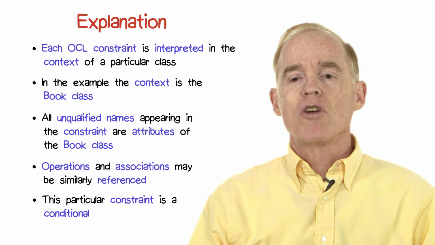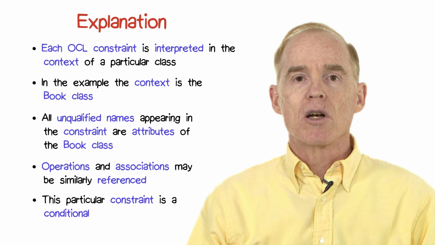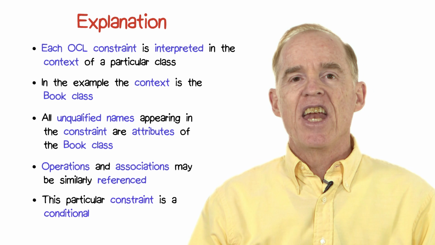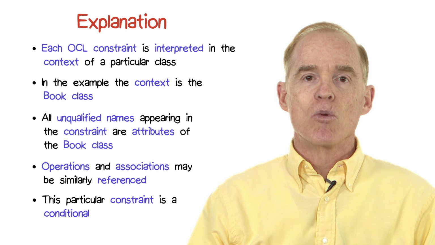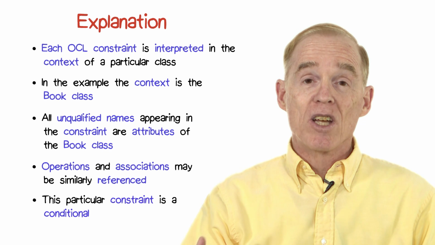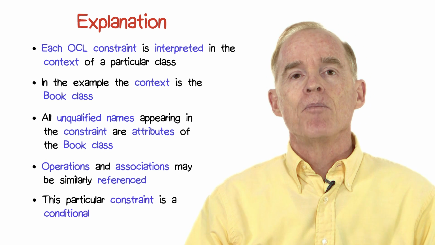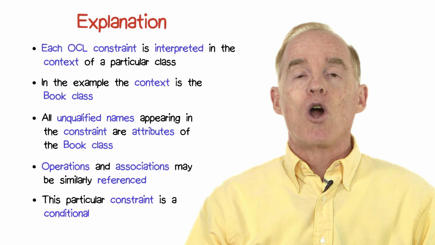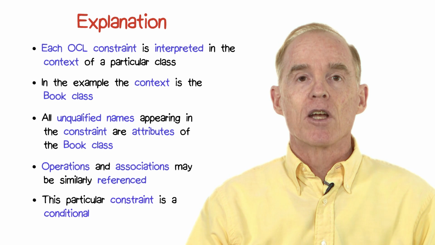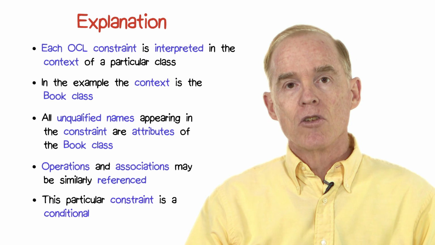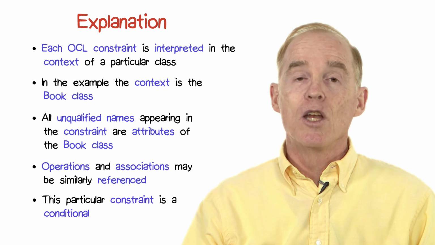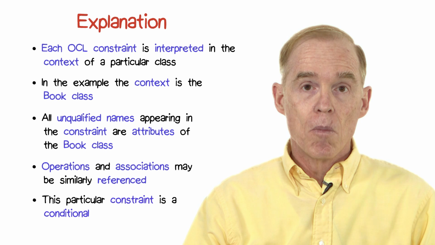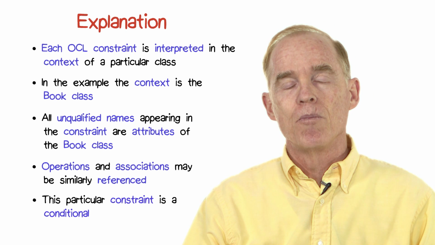Each OCL constraint is interpreted in the context of a particular class. What that means is that any names that occur without qualification, that is, having only a single part, without any period in there, are interpreted in the context of a particular class. And what that means is that the name could be the name of the class, it could be the name of an attribute, or it could be the name of an operation.